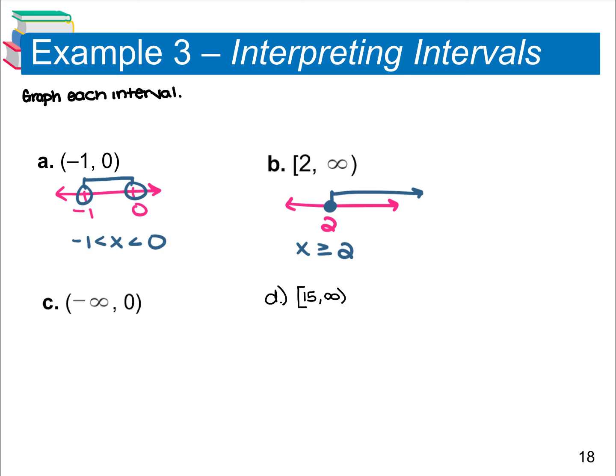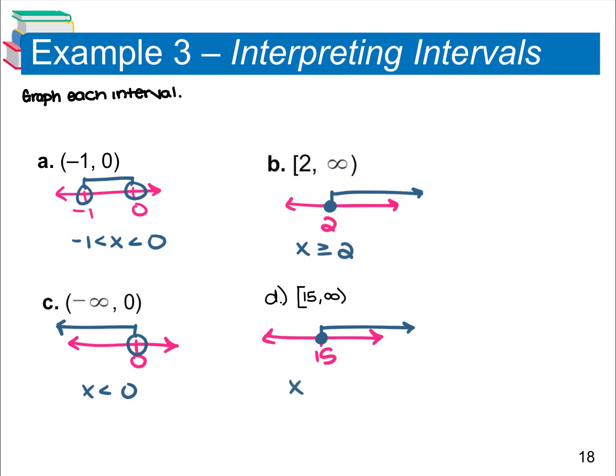For something like example C, where you have from -infinity to 0 on your number line, you would find 0. Open circle goes on that 0, and your line goes to the left to -infinity. So then this one would just be x is less than 0. And then lastly for D, on your number line, you would find the 15, closed circle on the 15, and this one goes to positive infinity, so our line would go to the right, which just means x is greater than or equal to 15.